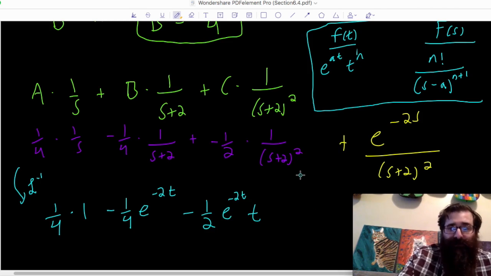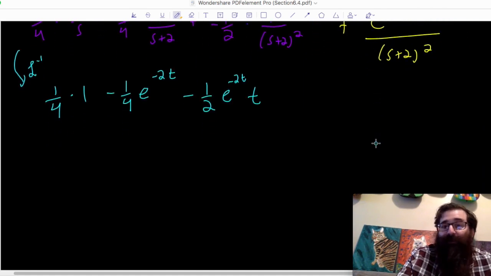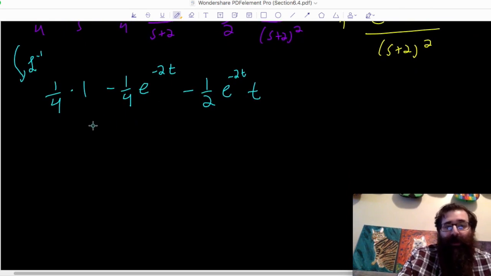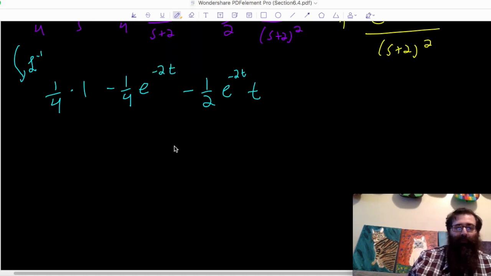So most of this is done, right? I just have this remaining term here, this e to the minus 2s divided by s plus 2 squared. And this one's going to be kind of a bit tricky. So I have a good answer working here, but let me leave some space. Let's do the red. Let me work with this a bit underneath.